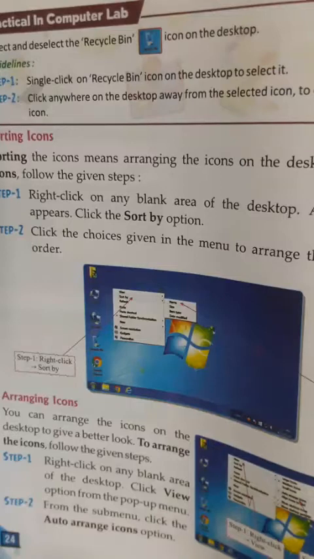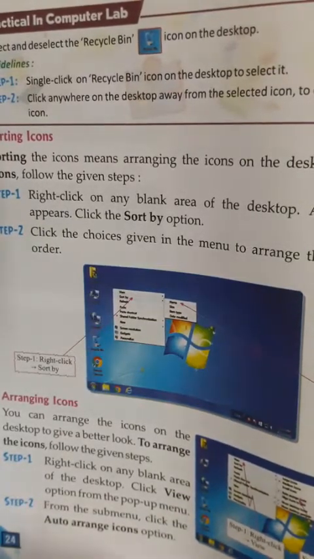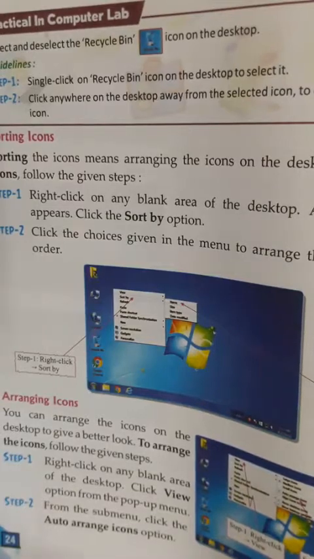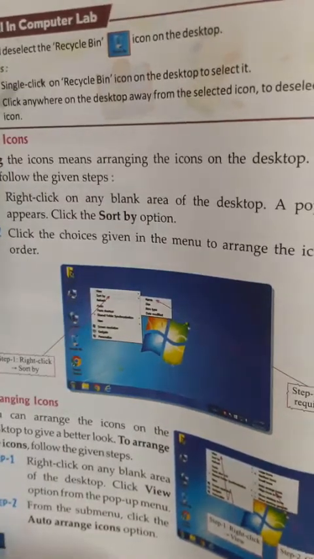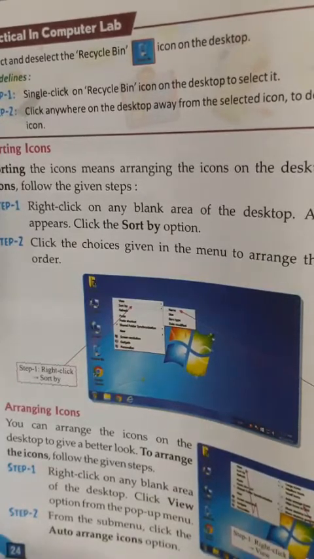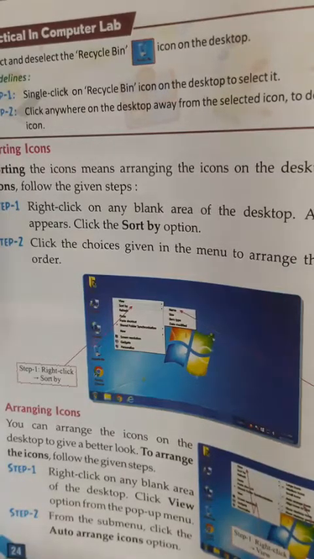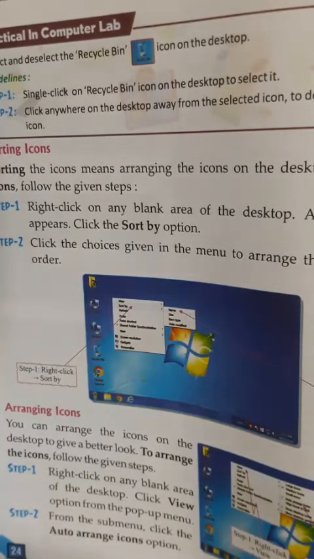Sorting icons. Sorting the icons means arranging the icons on the desktop. To sort the icons, follow the given steps. Step 1. Right click on any blank area of the desktop. So any blank area of the desktop, just right click. A pop-up menu appears. Click the sort by option.